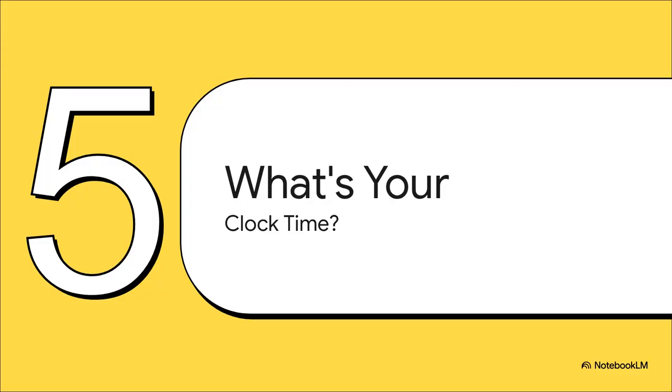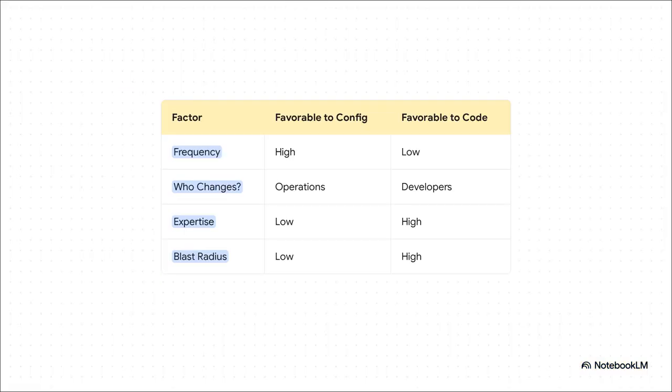All right, so this brings us to the most important part. How do we apply this framework to our own systems so we don't fall into the same trap? So before you even think about moving logic into a config file, use a simple framework like this one. Ask your team, how often is this really going to change? Who's going to be changing it? How much expertise does it take to change it? And crucially, what's the blast radius if we mess it up? Just running through these questions can guide you to make the right architectural choice for the right reasons.